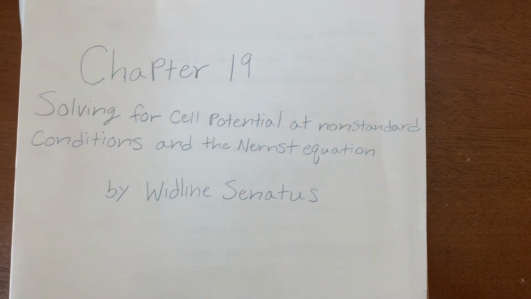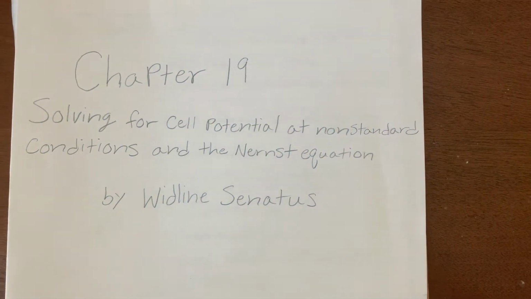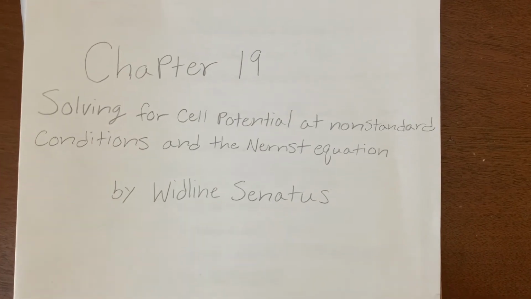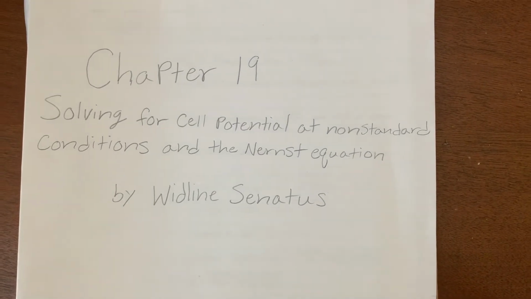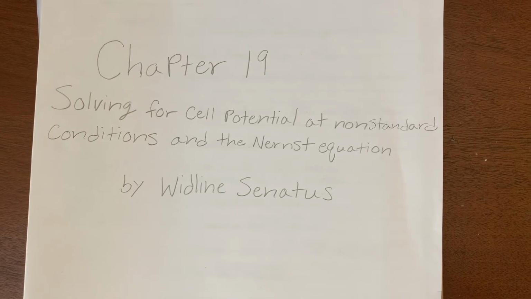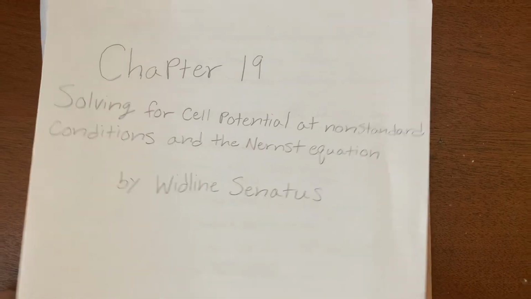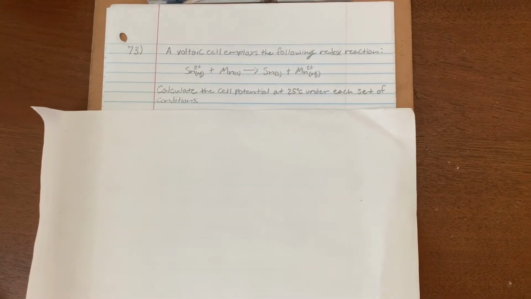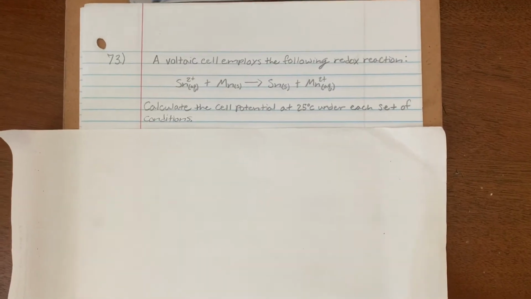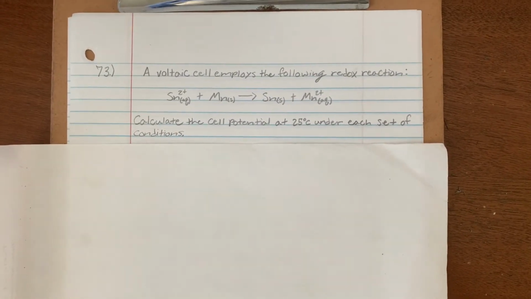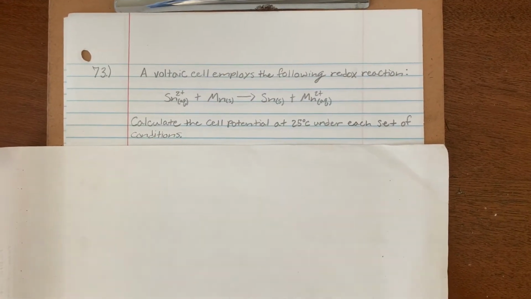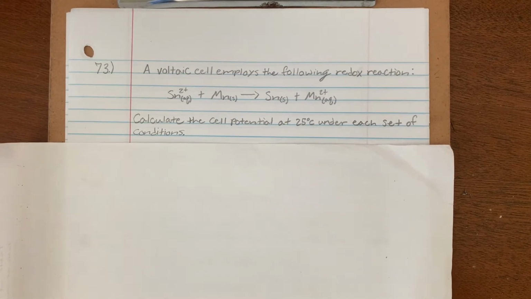Hello, today I will be completing a question from Chapter 19 where I will be solving for cell potential at non-standard conditions and through the Nernst equation by Widline Senatus. I am doing question 73. The question states, a voltaic cell employs the following redox reaction.